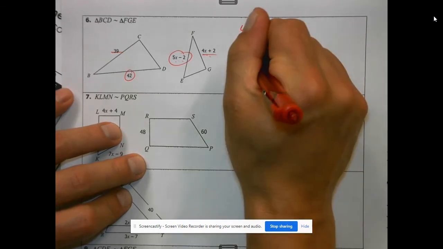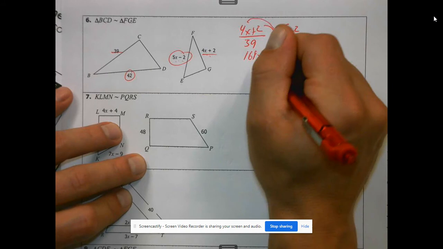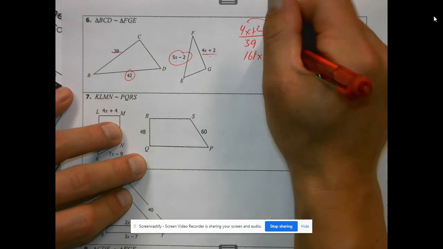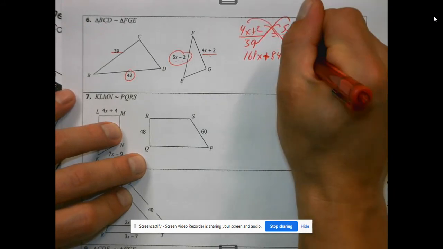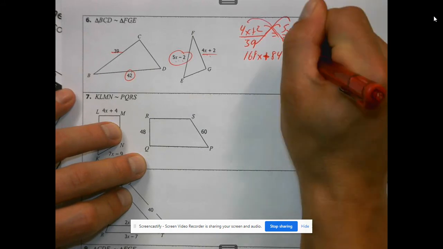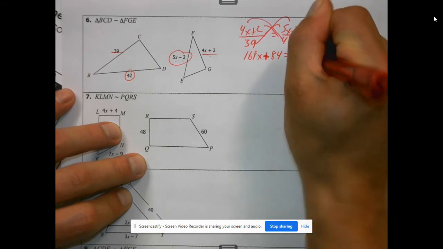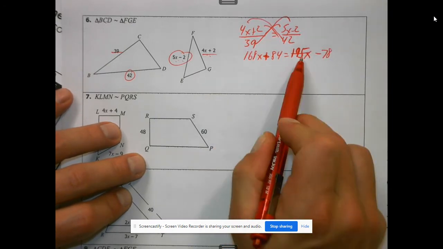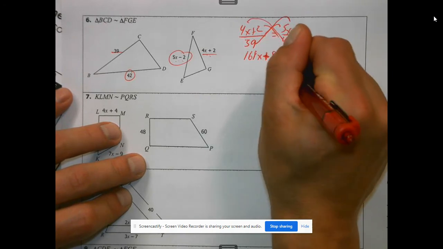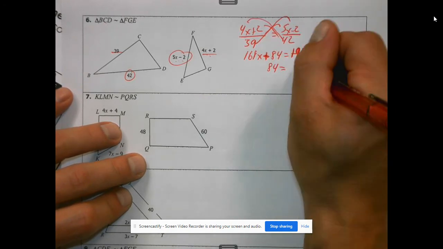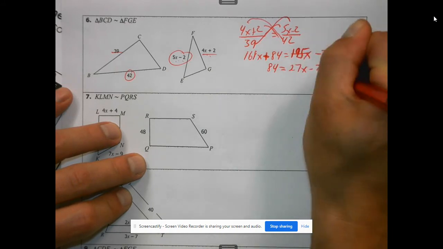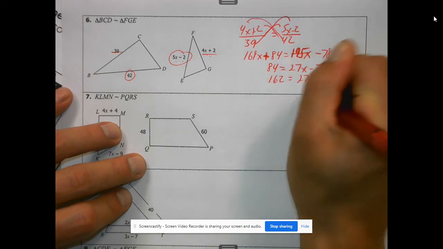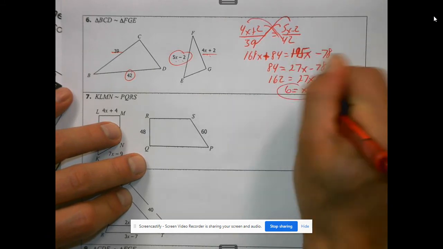So that'd be 168x. 2 times 42 is 84. 39 hits both of those. That would give me 195x minus 78. First up, I'll subtract the 168x from both sides. So 84 equals 27x minus 78. Add the 78 over, that gives me 162. Then 27 goes in there 6 times.